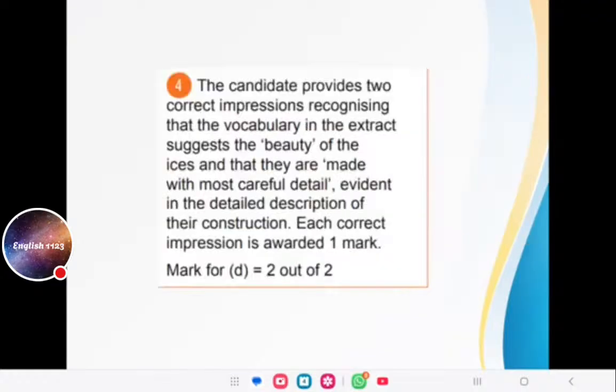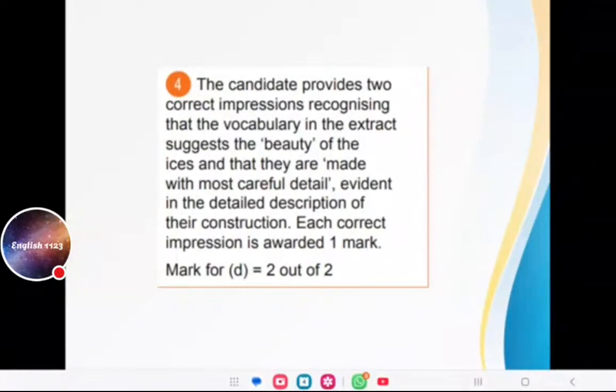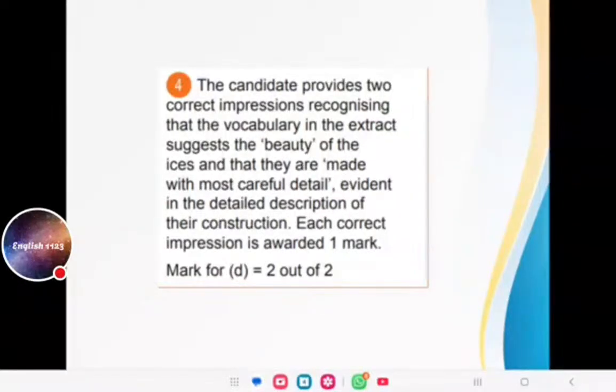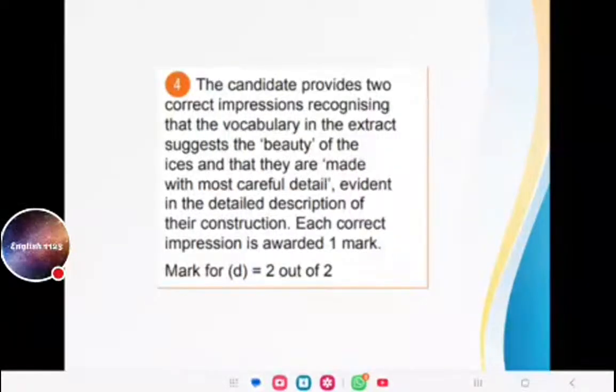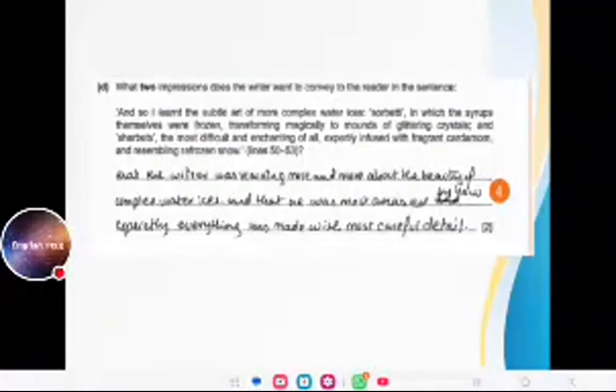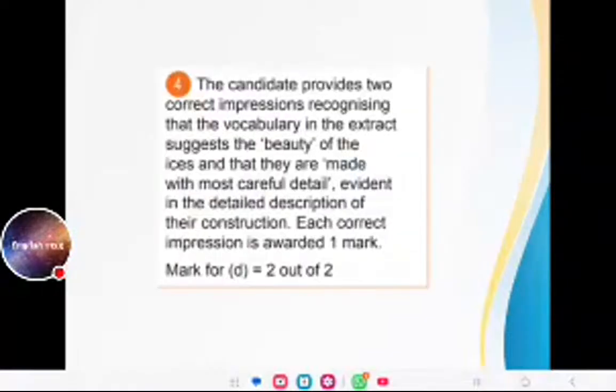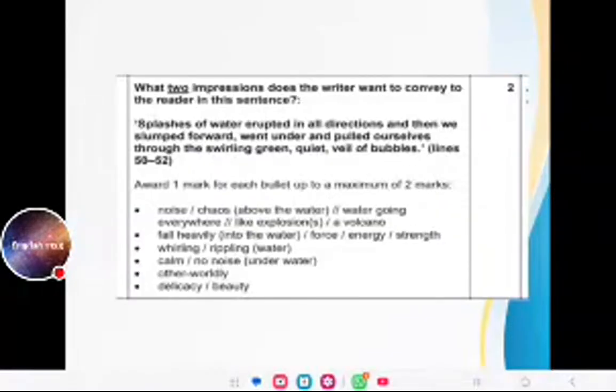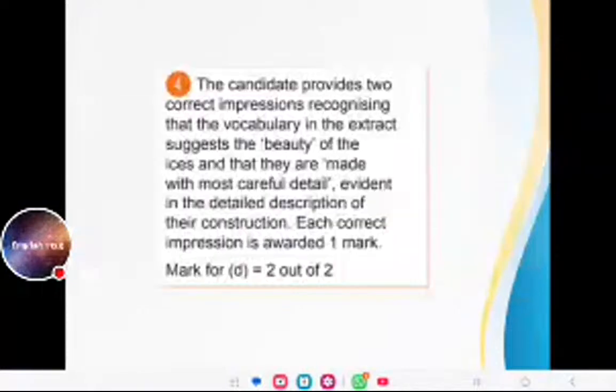Now, what are the marks? The candidate provides two correct impressions, recognizing the ices and that they are made with a description of their construction. Each correct impression gets 1 mark. So this is not just one impression that we can get here. There are 5-6 impressions available here. If we read the marks, we'll see whether I have written it or not. No, I think I don't have the marks right now here. You can just check it in the mark scheme.